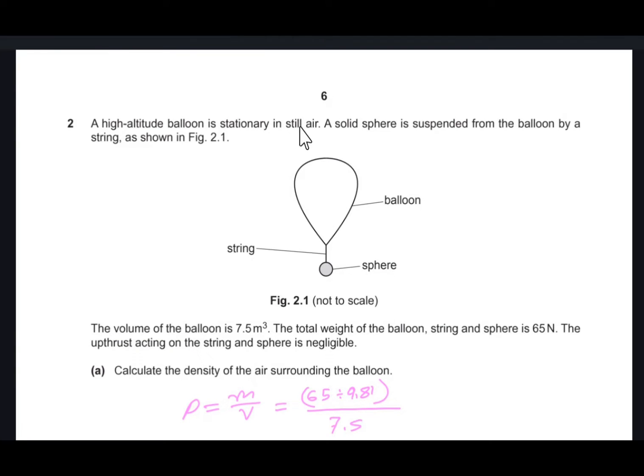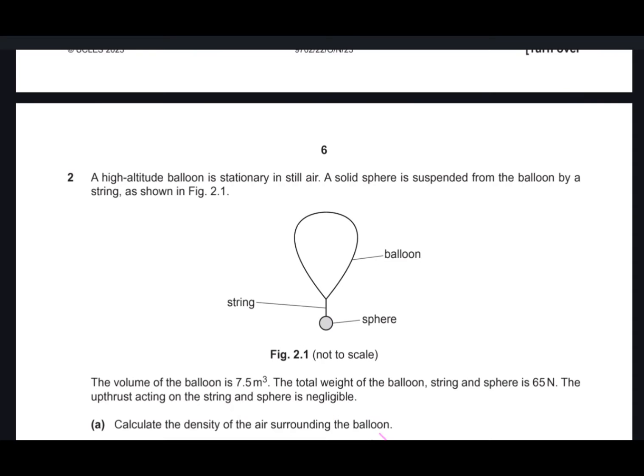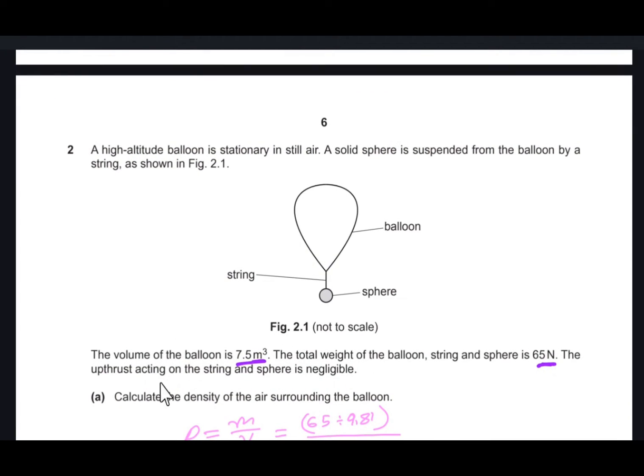The balloon is stationary and still in the air. A solid sphere is suspended from the balloon by a string as shown in figure 2.1. The volume of the balloon is 7.5 meters cubed. The total weight of the balloon, string and sphere is 65 Newton. So the overall total weight is 65 Newton. The upthrust acting on the string and the sphere is negligible, and the only upthrust is acting on the balloon.